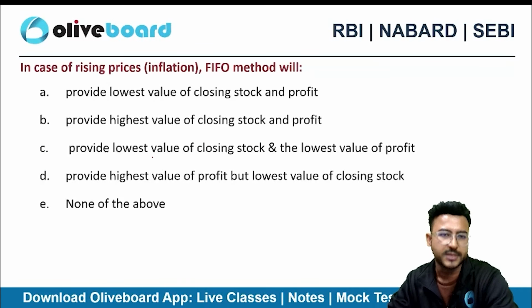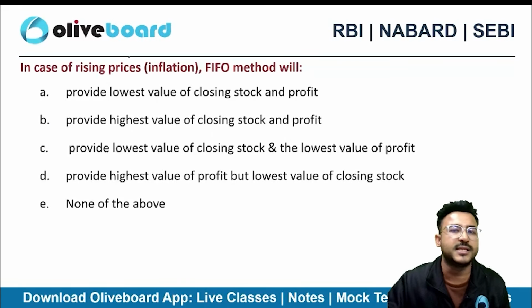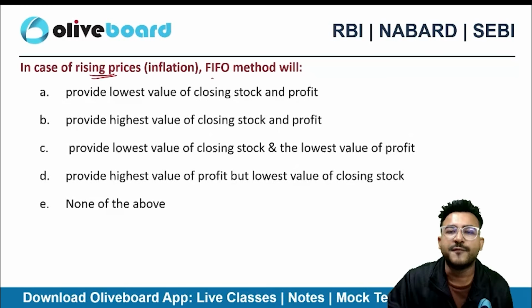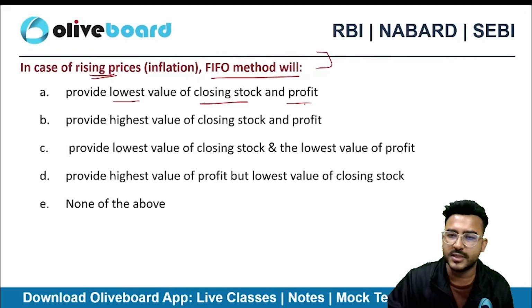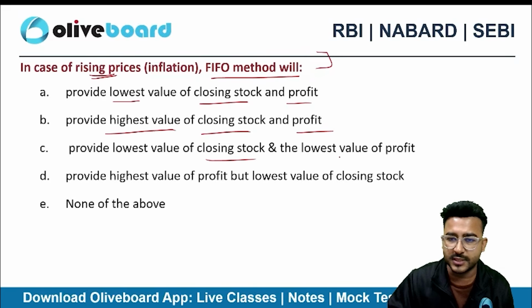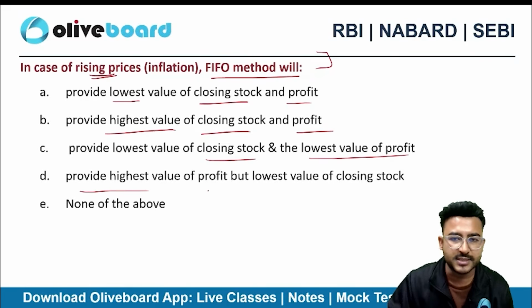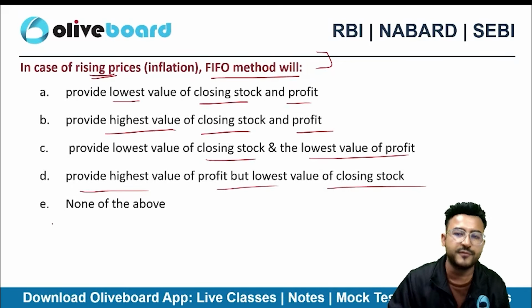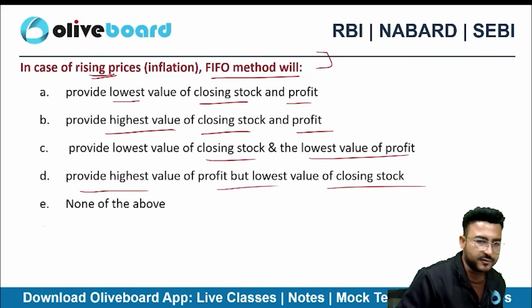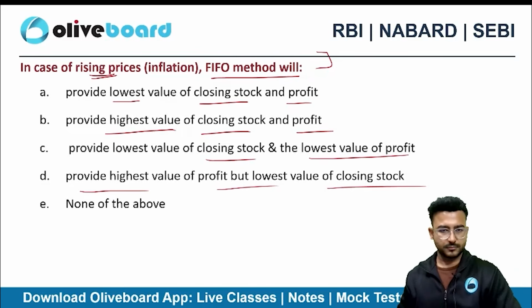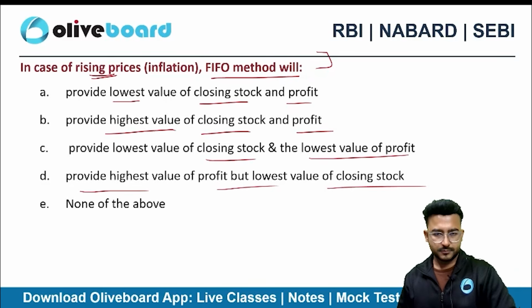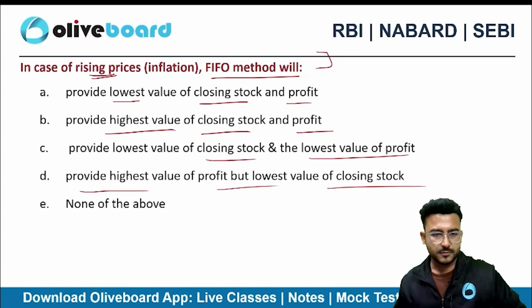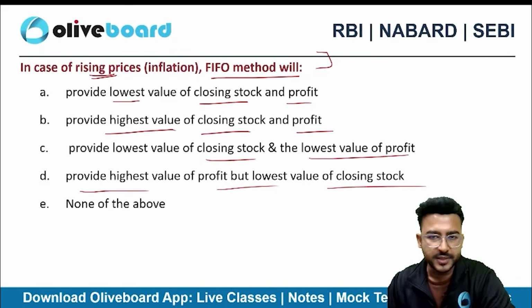It's the same methodology. In case of rising prices, in case of increasing prices, FIFO method will provide the lowest cost of closing stock and profit, or provides the highest cost of closing stock and profit, or provides the lowest value of closing stock and the lowest value of profit, or provides the highest value of profit but lowest value of closing stock, or none of the above. What should be the correct choice here?